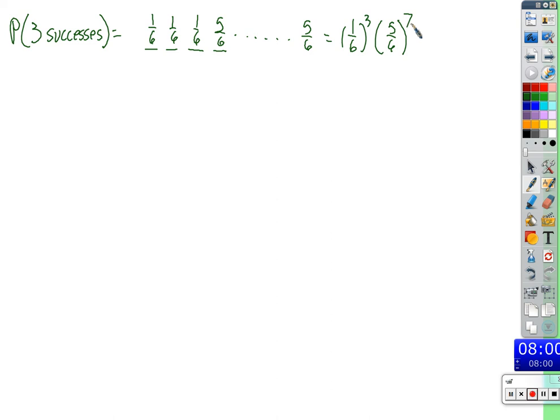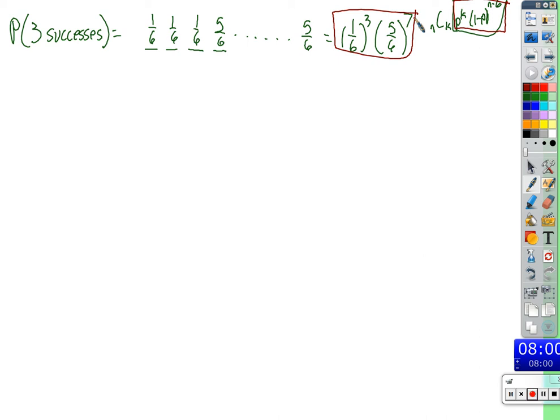So I'm just going to write this up here real quick. nCk times p to the k times 1 minus p to the n minus k. That is this part. That's just the probability of any particular, very specific three of these rolls being successes.